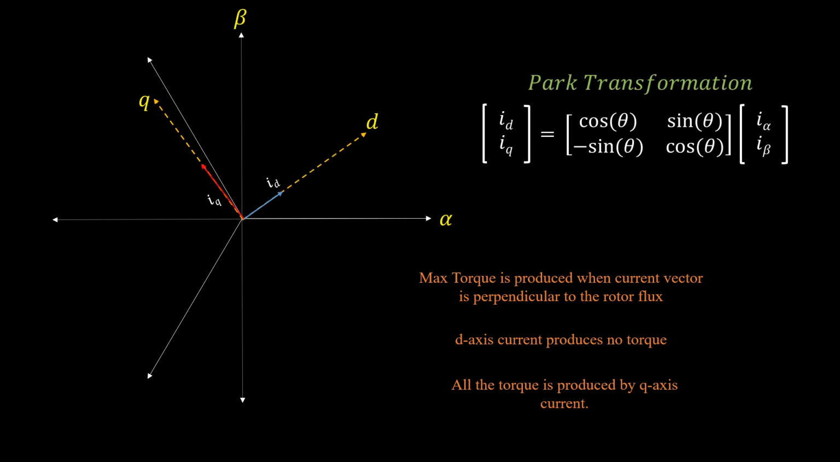Now, remember that this reference frame is rotating. If you see from outside, you will see rotating vectors. But if you see from the DQ reference frame, which is rotating, the D-axis and Q-axis current values seem to be constant. They are DC quantities. We have converted AC signals into DC.